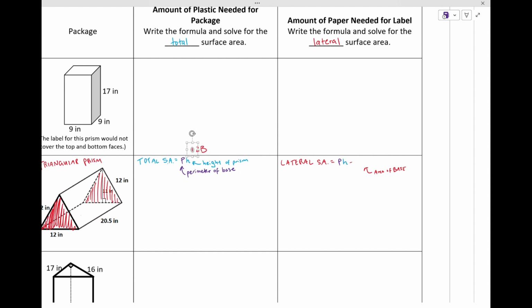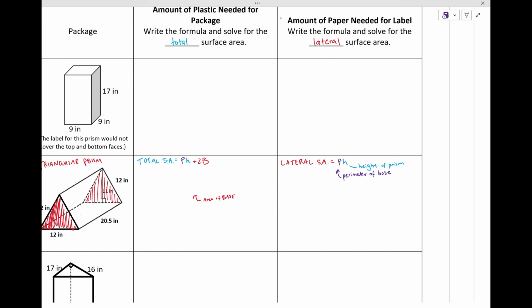Okay, let me move this over here. And these, let me just take these out, just so I have space here. Let me move these over here. Okay. Here, so your lateral surface area is the one that does not have the bases added to it.